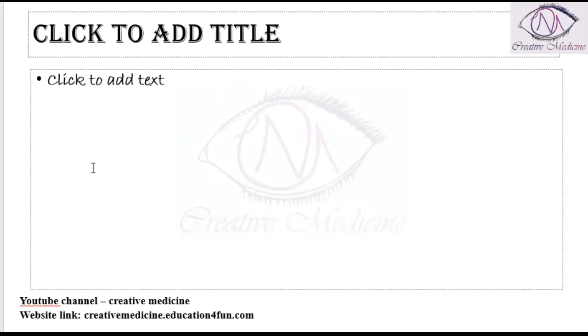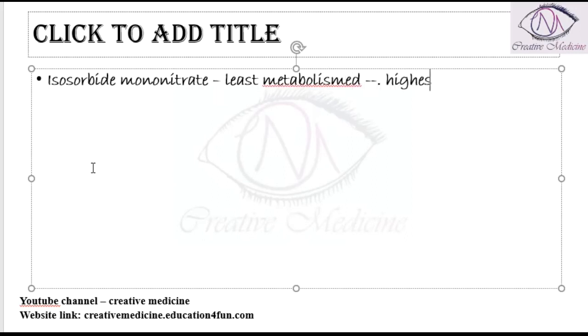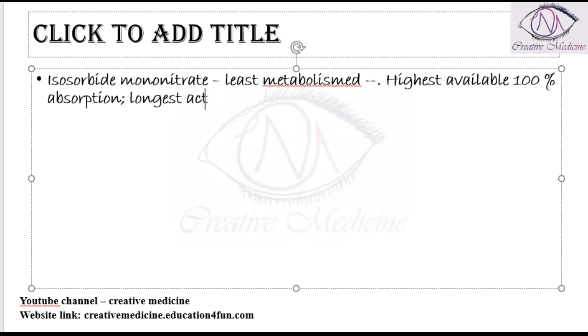Then we have isosorbide mononitrate. Isosorbide mononitrate is least permeable. It is least metabolized. And because it is least metabolized, it has highest availability. So this has 100% absorption, that is isosorbide mononitrate. Because of this 100% absorption, this is the longest acting nitrate.